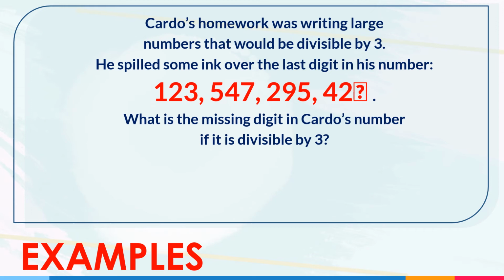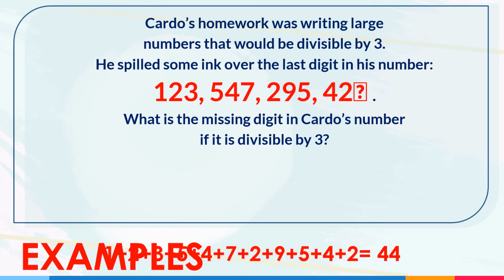We shall use the rule for divisibility by 3 and some logical reasoning. A number is divisible by 3 if the sum of its digits is a multiple of 3. Thus, 327 is divisible by 3 because 3 plus 2 plus 7 equals 12, which is divisible by 3.